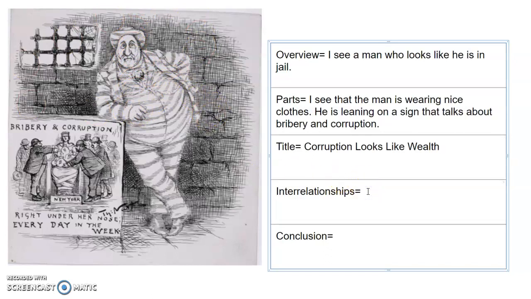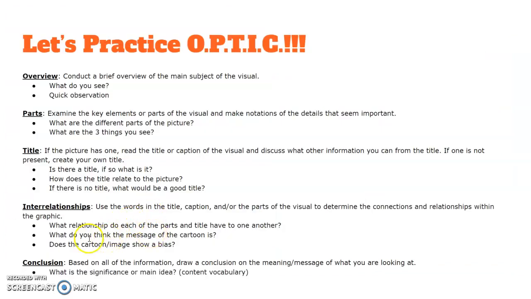So interrelationships. How does all this work together? In this instance, you would come up with a sentence or two that explains how everything works together. So what relationship do each of the parts and title have to one another? Okay, how do they work together? What do you think the message of the cartoon is? And does this cartoon image show a bias? So these are 3 questions that if you can answer 1 to 2 of these, you're going to get full credit when we're talking about Optic, okay?